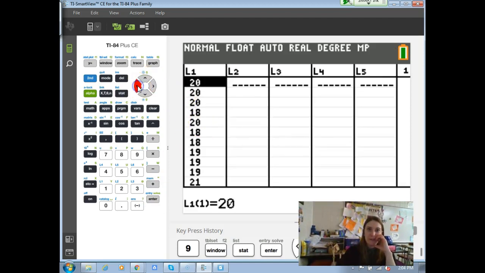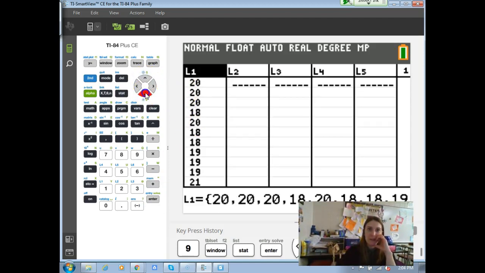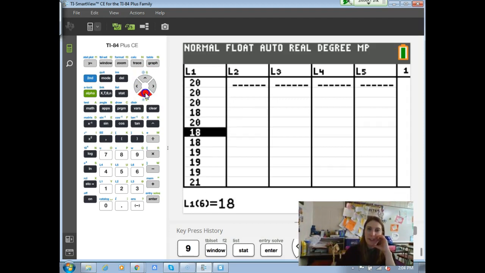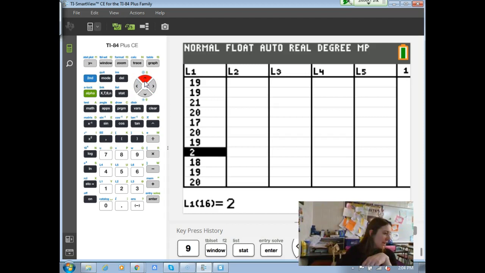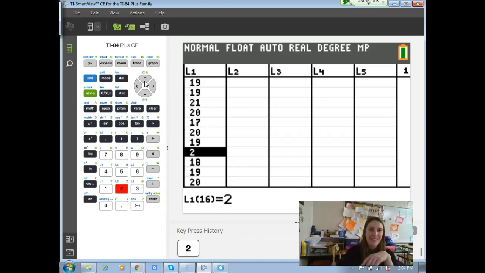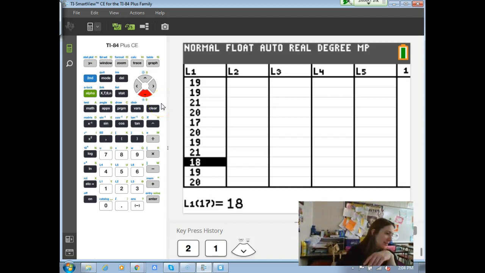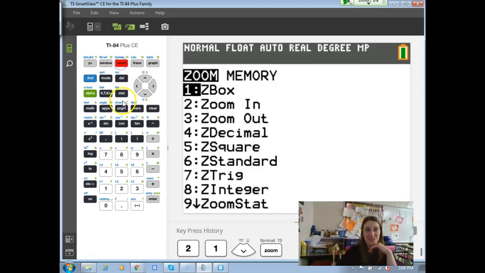If I go over to list 1, I think I have like a 2. Ha! Silly me. Alright, that's a 19. Now I've got to figure out what I missed. Alright, that's a 21. There we go. 19, 21, 18. Okay, there we go. Now I'm going to go back to zoom stat.